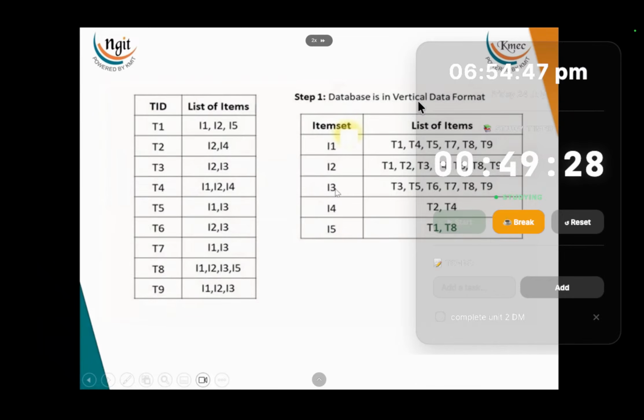Next, we need to find for I3, and we need to check the database for how many times it is repeated in the transactions. Similarly for I4 and I5. Those transactions should be listed here. When you look at the count of these transactions, all the counts are greater than or equal to the minimum support count. The minimum support count given here is 2. All the items satisfy the condition, so we can consider all these items.